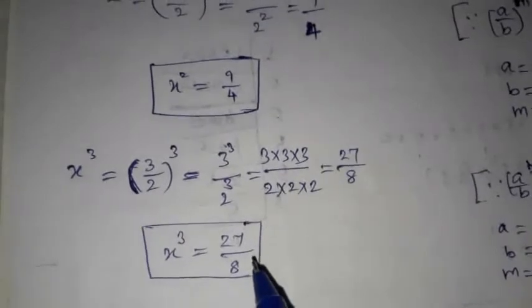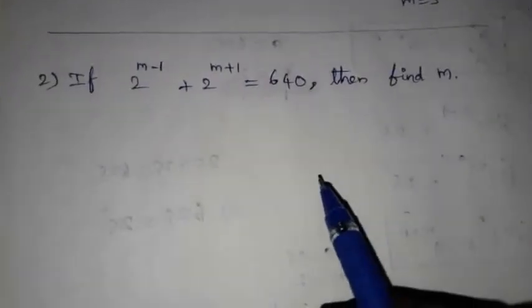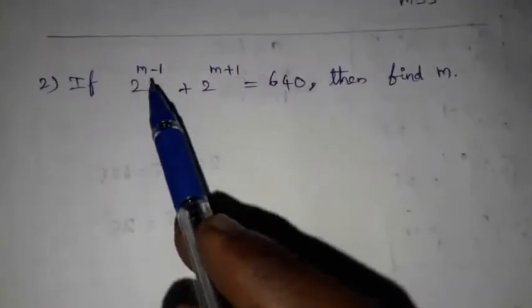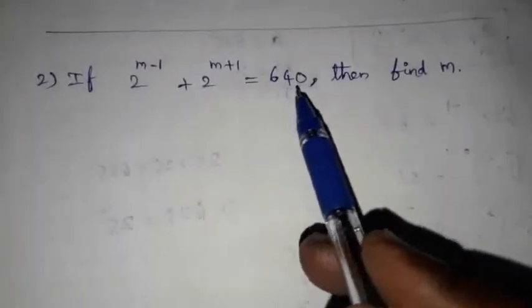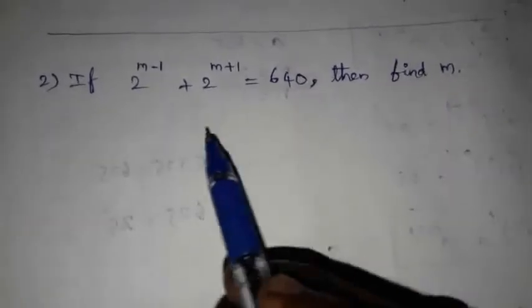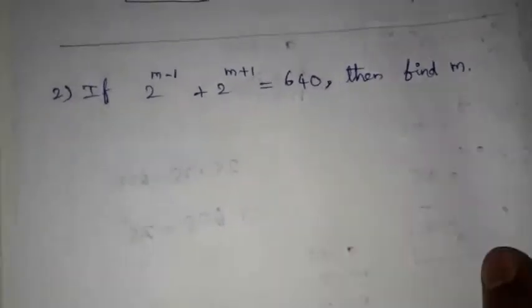This is the answer for this question. The second problem is, if 2 power m minus 1 plus 2 power m plus 1 equal to 640, then find m. Okay students, let us see the solution.